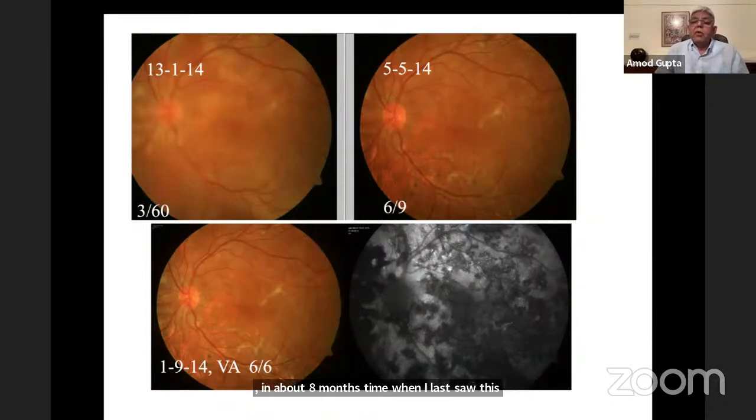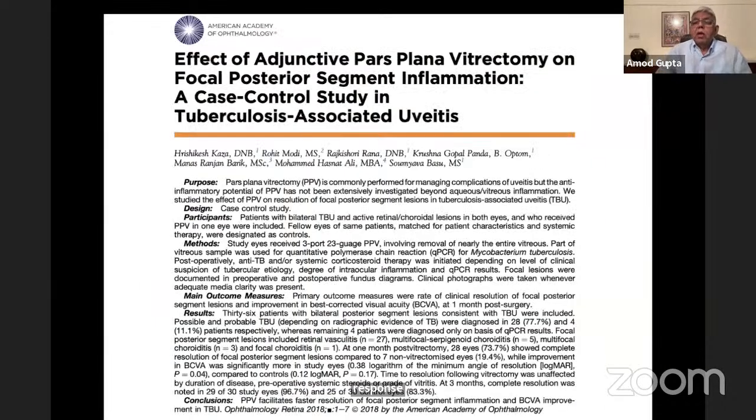Now, a similar kind of therapeutic response in patients with tubercular uveitis, in resolution of vasculitis, in granulomas, as well as in serpiginous-like choroiditis, has been reported in a series of 30 patients by the Hyderabad group led by Soumya Basu.